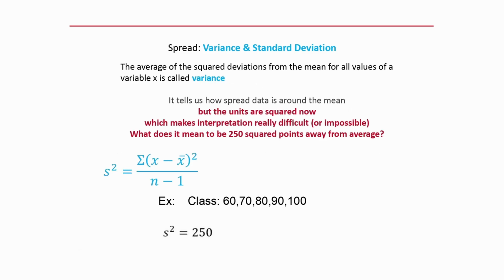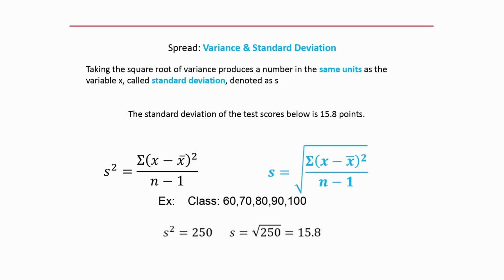Now, since we squared everything, in the classroom example with those exam scores, variance would be 250. But on average, these scores were 250 away from each other. But that's so big because we've squared everything. So to get those units back down to the magnitude we started with, taking the square root of 250 gives us 15.8, and those are in the units we started with.